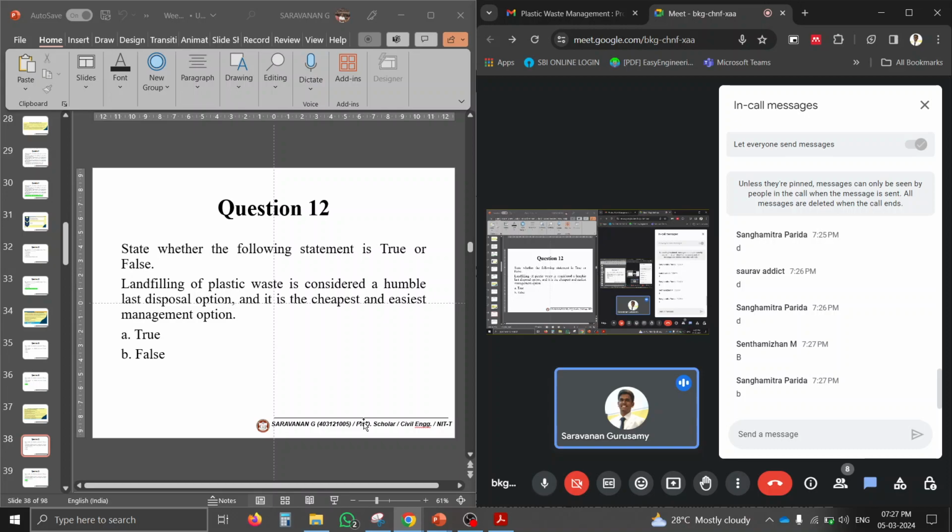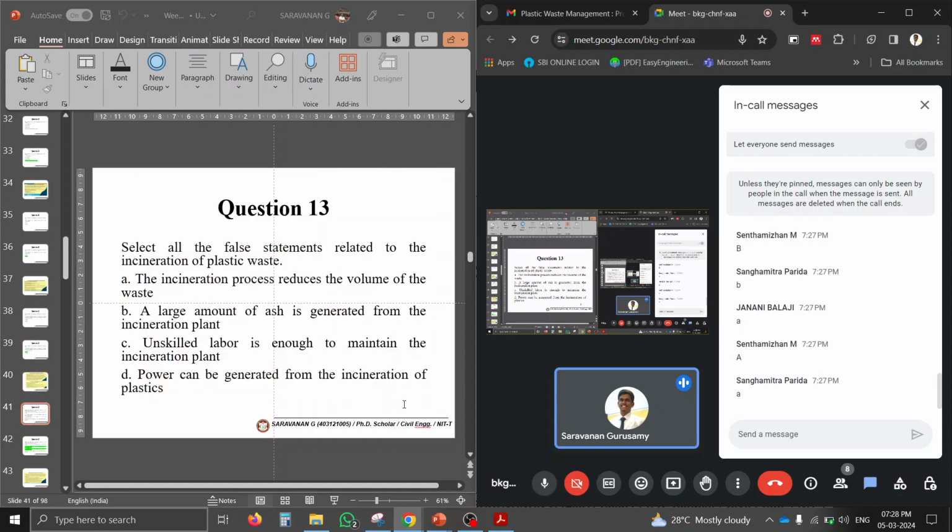Then question 12. Landfilling of plastic waste is considered a humble last disposal option as it is the cheapest and easiest management option. True or false? If it is open dumping, it's the cheapest and easiest option and it is a humble last way of disposal. So it's correct. True.